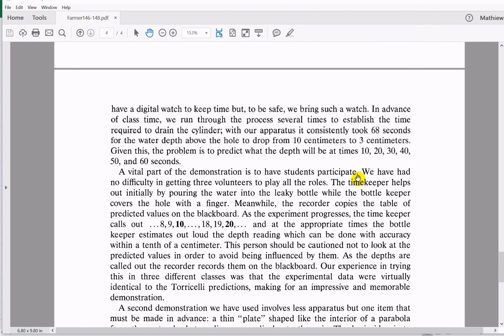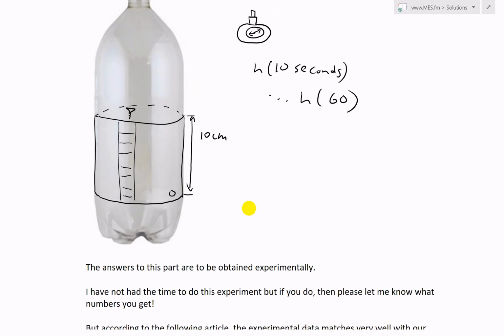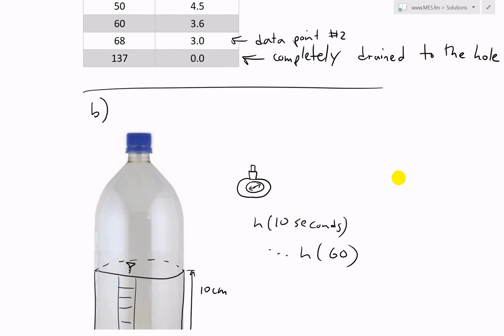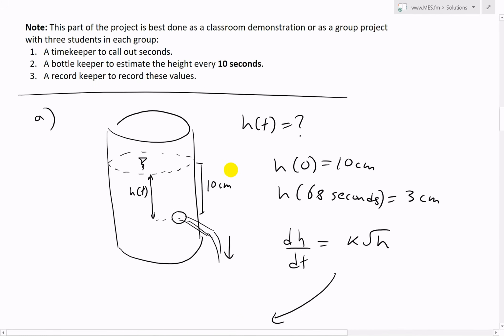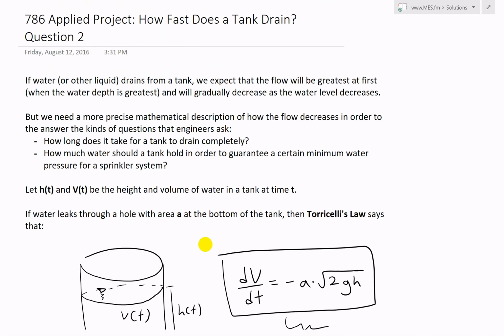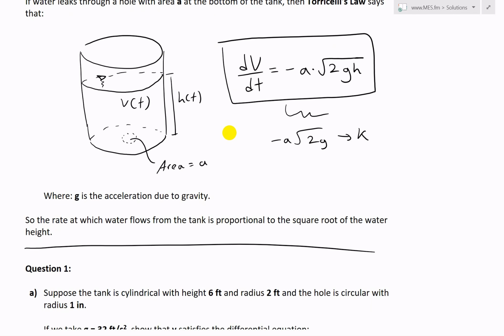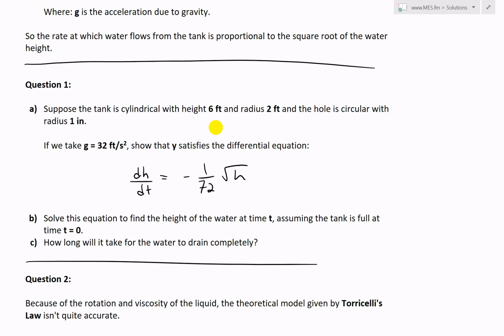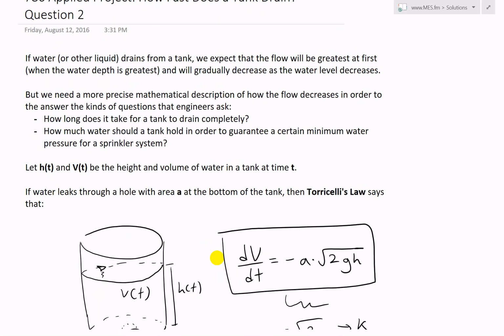So if you have time, go over it. It's pretty interesting how you could mathematically model such accuracy for the rate that the water drains from this bottle. That's all for today. Hope you'll learn from this pretty extensive question 2 of the applied project. Make sure to watch my earlier video of question 1 to get a better idea if you haven't already, which is pretty interesting. In the next video, I'll go over question 3, so stay tuned for that.